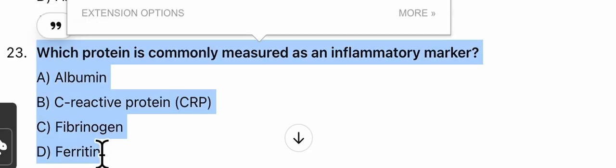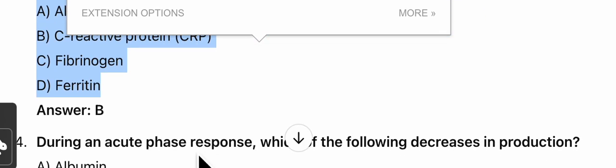Which protein is commonly measured as an inflammatory marker? A. Albumin. B. C-reactive protein, CRP. C. Fibrinogen. D. Ferritin.